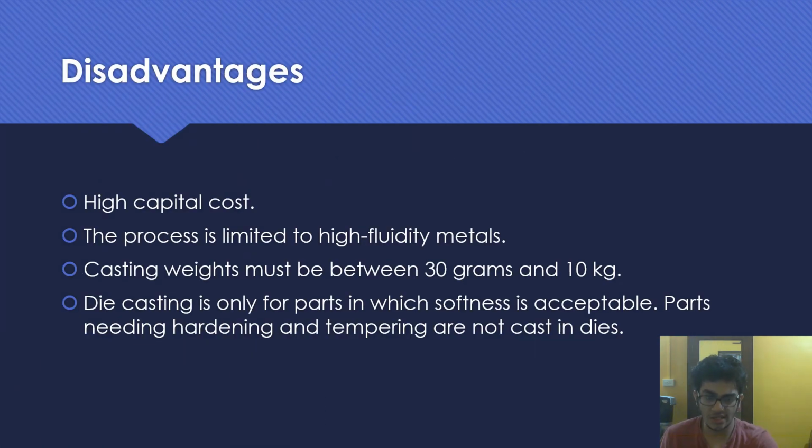The highest disadvantage is the high capital cost. Also, the process is limited to high fluidity metals. Metals that are highly viscous won't work. The casting weight is also limited to 30 grams to 10 kg because of the process, and it is only used where soft parts are acceptable, because there is certain porosity because gases are not allowed to escape due to the metal molds.